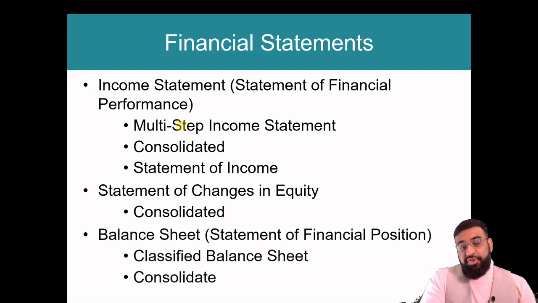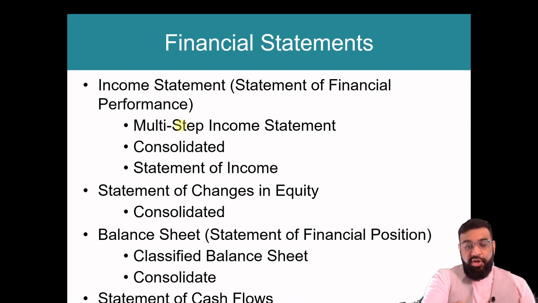Then we have the balance sheet. Another word for the balance sheet is a statement of financial position, or it could be the classified balance sheet or the consolidated balance sheet. Then we have the statement of cash flows. The statement of cash flows deals with cash coming into the business and cash going out of the business. So that's divided into 3 different activities: investing, financing, and operating.